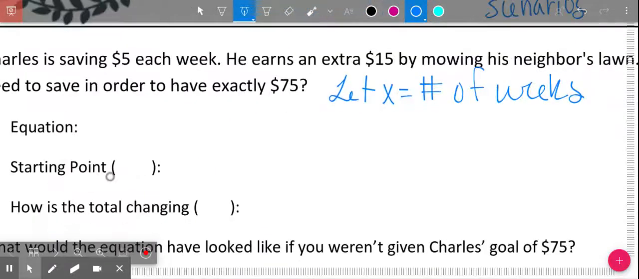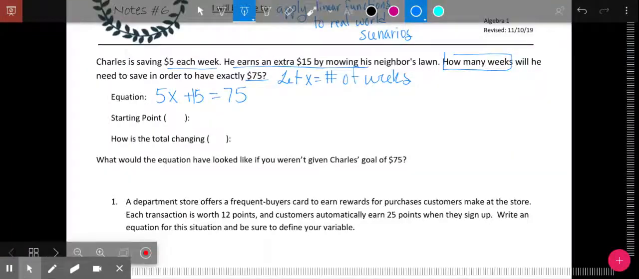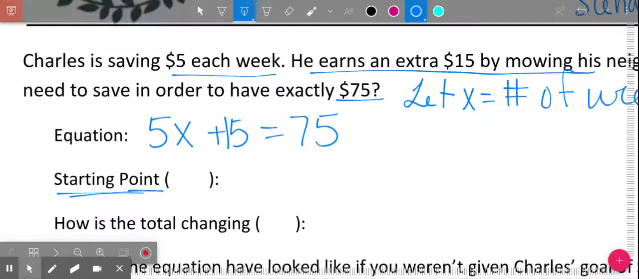So our equation, it was $5 per week, so 5x. He earns an extra $15, so plus 15. And we want to know when he'll have exactly 75. So that was what we did way back in Unit 1. We would solve for x from here to find out how many weeks it took. If we think about this, we really have some pieces of information that match our linear functions. The first thing we have is, what was our starting point? Our starting point was the $15 he got from mowing his neighbor's yard.